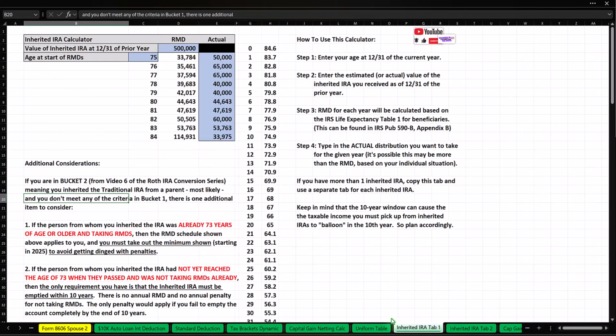Now for inherited IRAs, these are the 2 tabs we have available inside of the personal tax planning template. You will enter the value of the inherited IRA at 12/31 of the year prior to the year when you received the inheritance, and then based off the information on this page right here, you will calculate the amount of RMD that you are required to take from those inherited IRAs over the 10-year period in which you are required to take it.